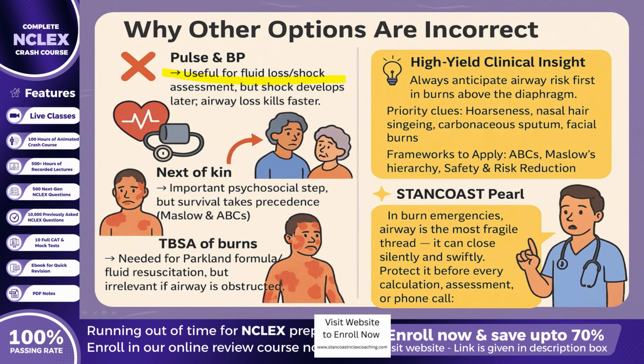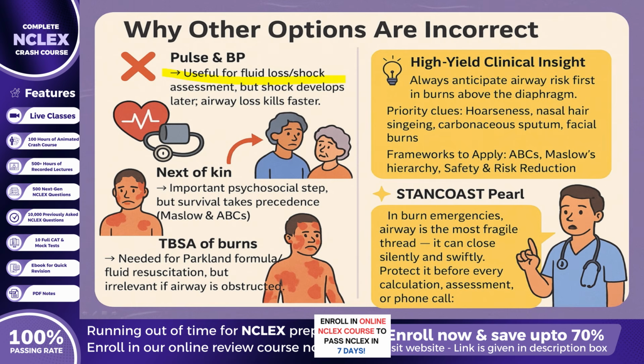Option D, determining the total body surface area of the burn injury, is necessary for calculating fluid resuscitation using the Parkland formula, but this calculation is meaningless if the client's airway becomes obstructed before interventions can even begin. To make this clinically high yield, remember these insights. Airway must always be anticipated as the first risk in facial or chest burns.